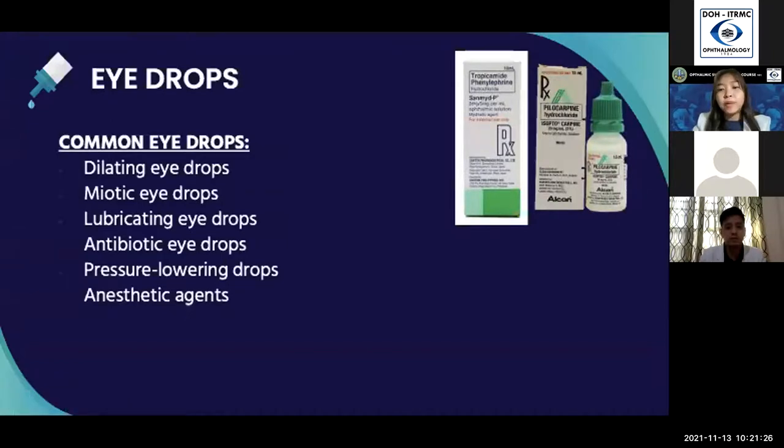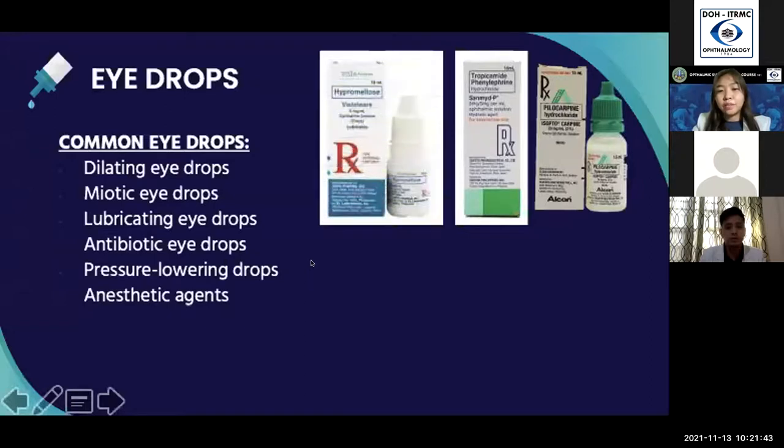So these are commonly used, especially in glaucoma laser procedures such as laser iridotomy or laser iridoplasty, and it can also be used as an anti-glaucoma medication in combination with other anti-glaucoma meds. Next eye drop is the lubricating eye drops. These are commonly used for dry eye syndrome, and we usually prescribe them four times a day or on an as-needed basis.